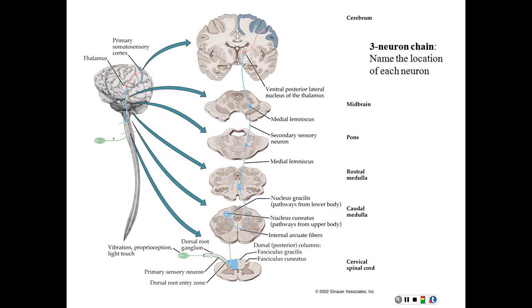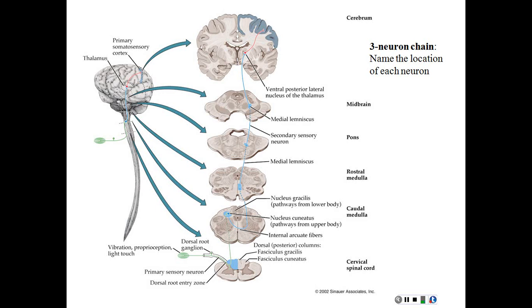Now, these proprioceptive neurons actually have tremendously long axons, both peripherally and centrally. So the first neuron, its cell body is located in the dorsal root ganglion. And as we can see here, it's got to be on the same side as where the information is coming from. That just makes sense.